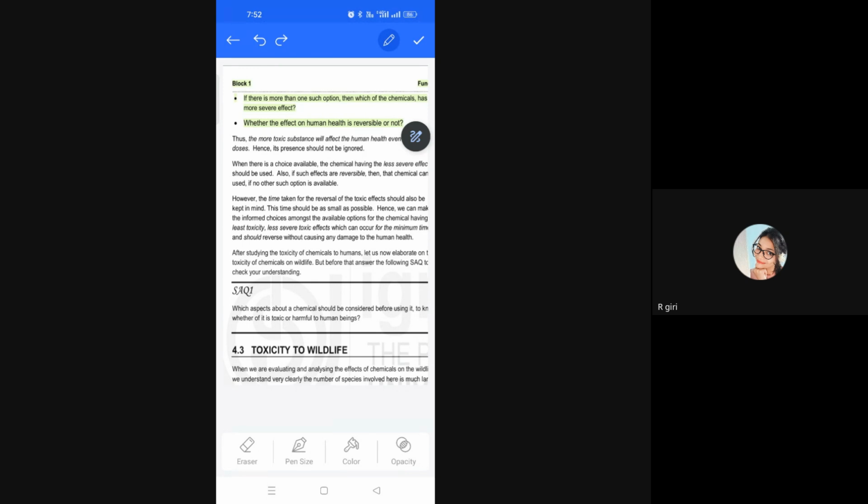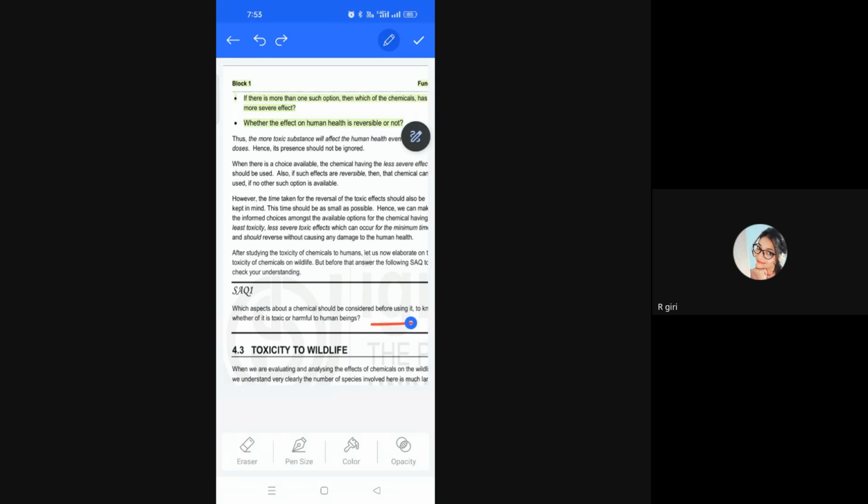Suppose one chemical falls on the skin and your skin becomes yellow. After a few days, the yellowness vanishes. That means it is reversible. Suppose one chemical falls on your skin, but the effect is permanent. The yellow color remains permanent and it damages your skin. That means it is very dangerous to human health. So you must first test the activity of these chemicals.